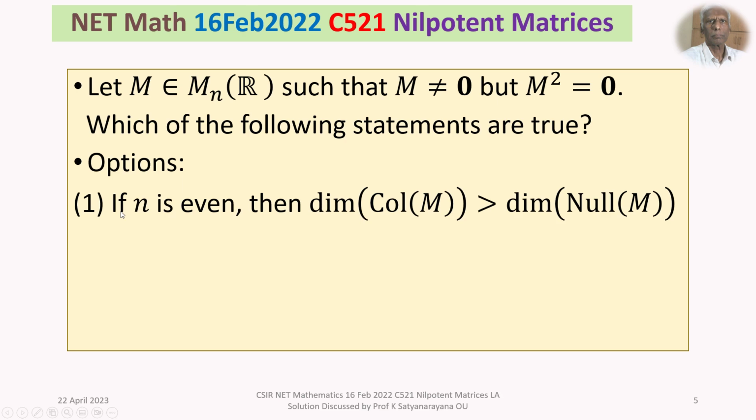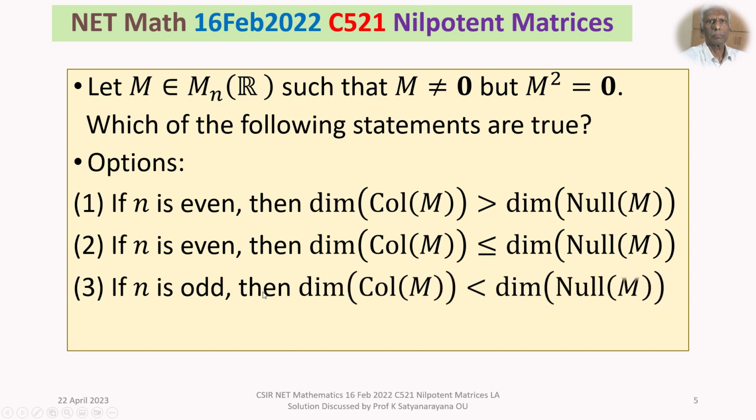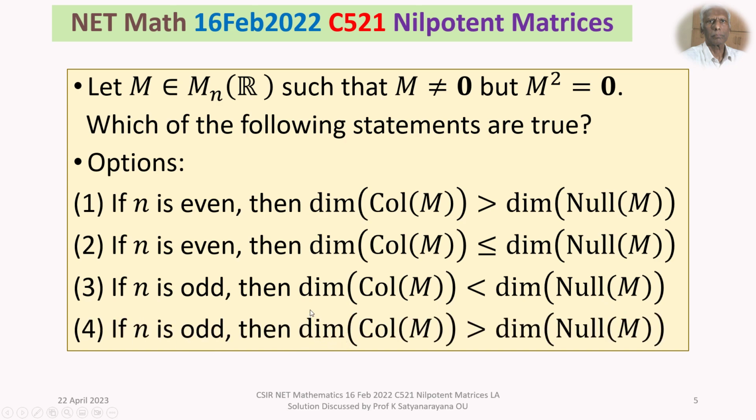Option 1, if n is even, then the dimension of the column space of M is greater than the dimension of the null space of M. Option 2, if n is even, then the dimension of the column space of M is less than or equal to the dimension of the null space of M. Option 3, if n is odd, then the dimension of the column space of M is less than the dimension of the null space of M. Option 4, if n is odd, then the dimension of the column space of M is greater than the dimension of the null space of M.